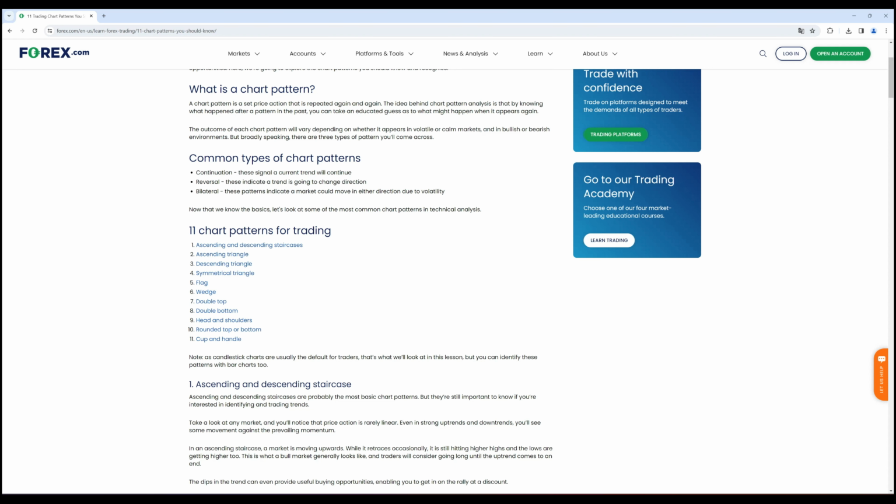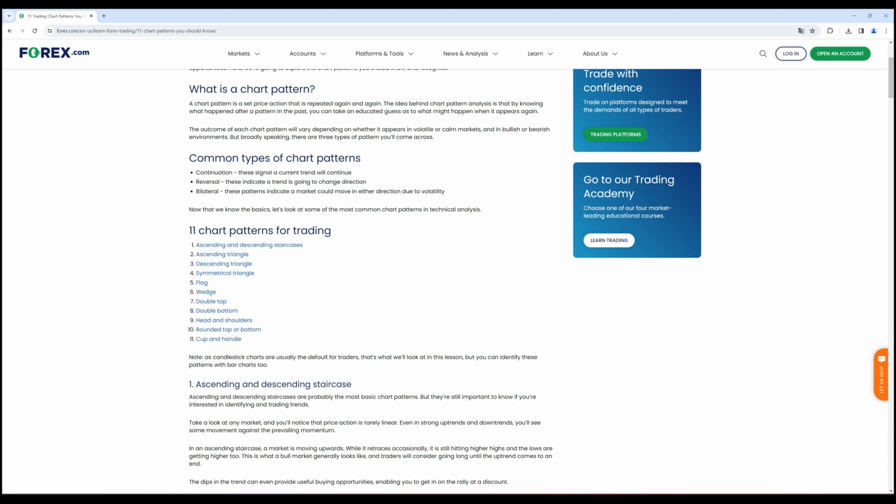So to start off, what is a chart pattern? What makes a chart pattern so unique? Chart patterns are visual representations of price movements on a trading chart. They help traders identify potential trend reversals, continuations, and market indecision.